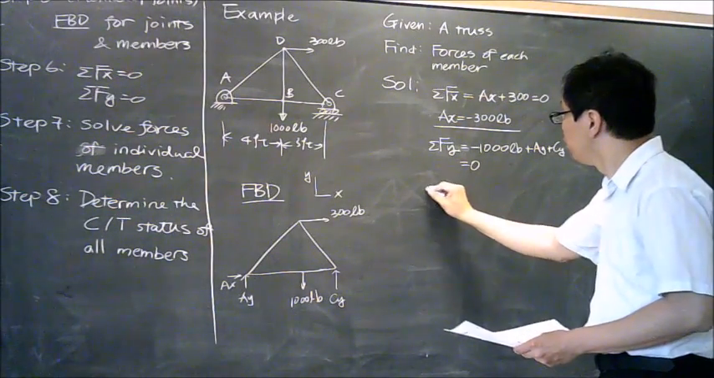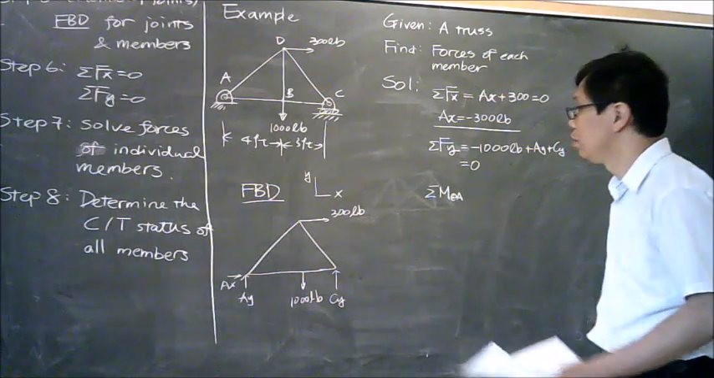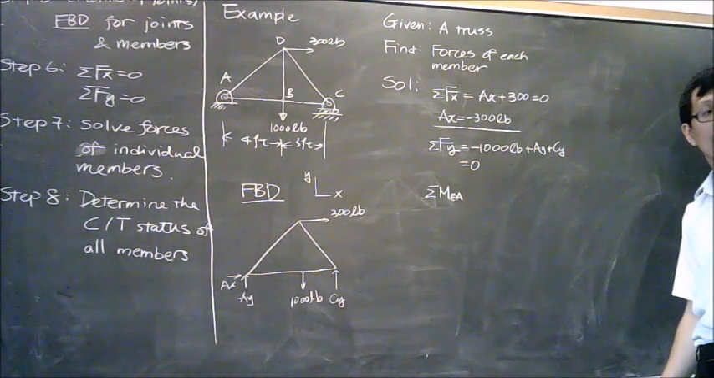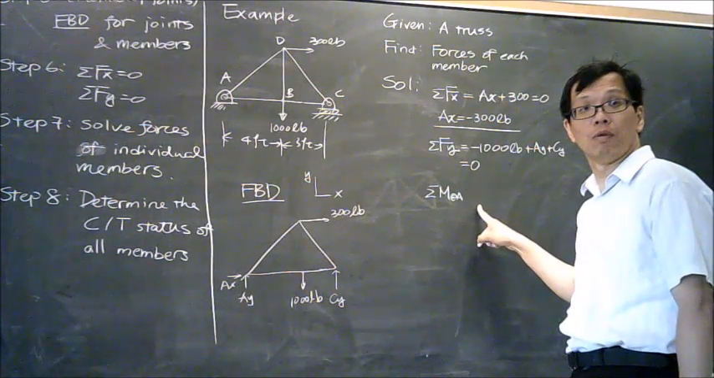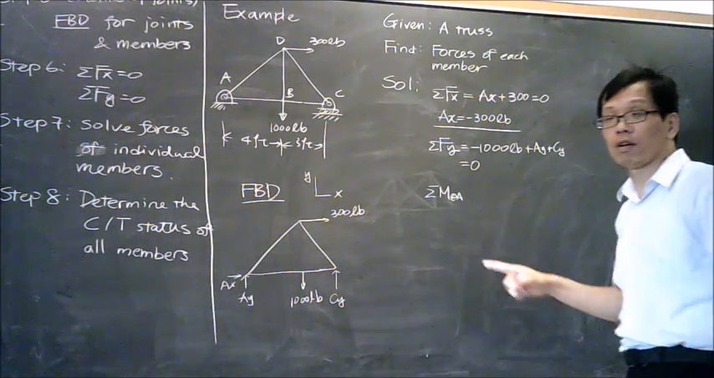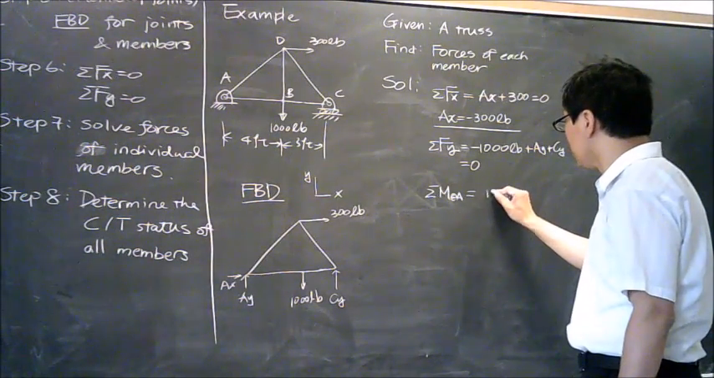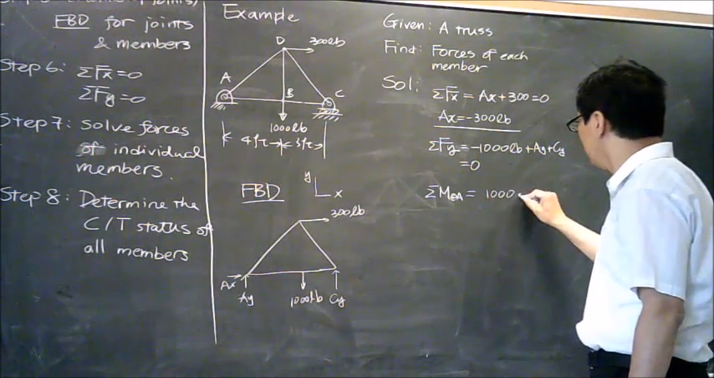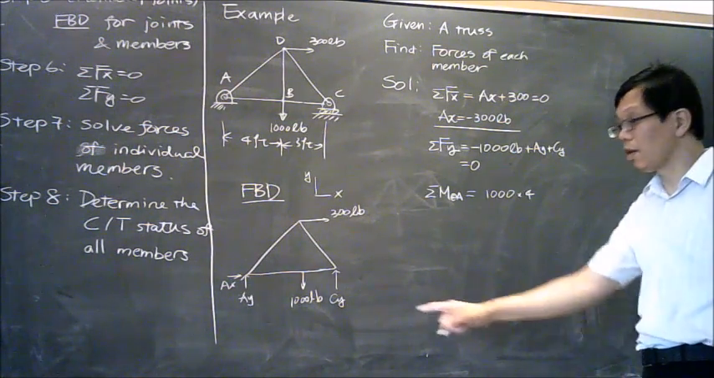So I would like to use the moment at A. So this sum of moments equals 0 as well. But most of you are going to make a mistake over here. It's going to be 1,000 pounds multiplied by 4 feet. Is that positive or negative?